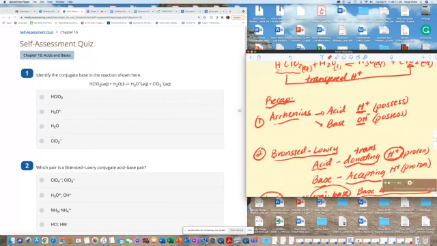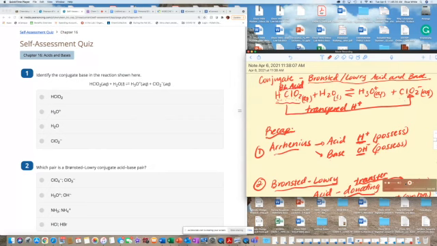Okay? And then what is the base doing? The base is accepting the H plus. So let's see over here. By default, since this left formula is the Bronsted-Lowry acid, the right formula has to be a Bronsted-Lowry base, right? So how do I know it's a base? Look at what happens to it when we track the changes, right? It goes from H2O to H3O plus. It just gained or accepted the H plus.